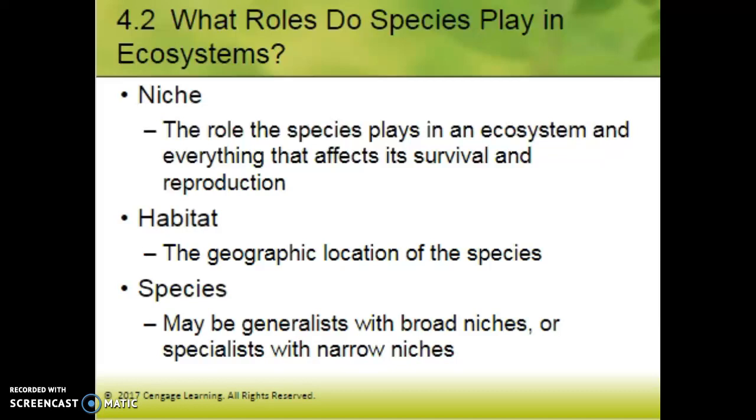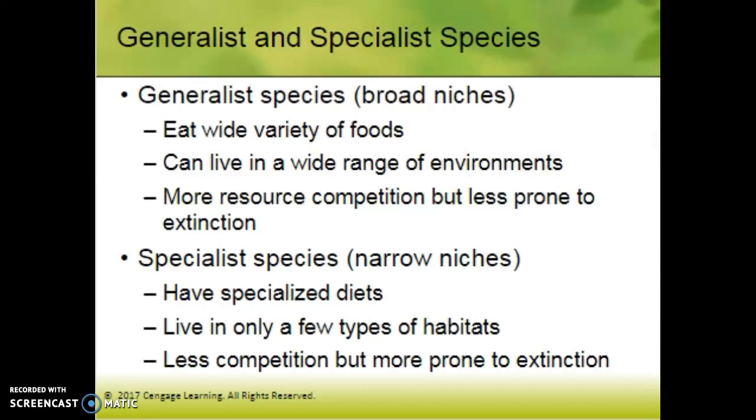But yeah, your niche is kind of a hard thing to understand. It's your role in an ecosystem. That's kind of tough. What is a tree's role in an ecosystem? Is it photosynthesis? Is it removing carbon dioxide? Is it providing homes for owls? It can be a tough concept to nail down or define. Getting back to the niches, broad range and narrow range.